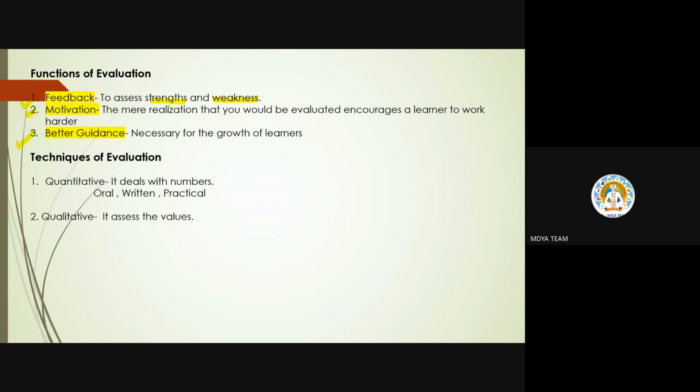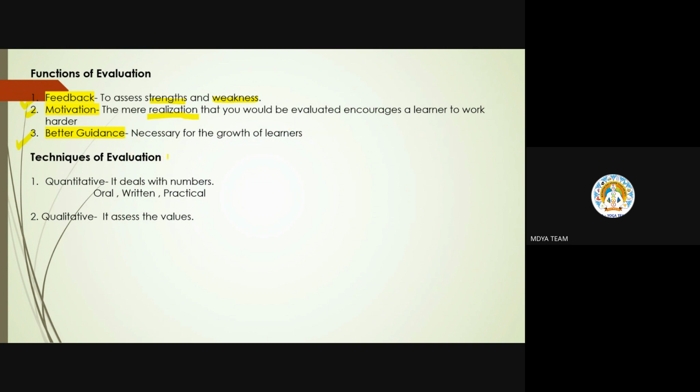Motivation, the mere realization that you would be evaluated encourages a learner to work harder. So this is the psychology. See, a child out there is not studying the whole year, but before the exam, okay, he will just sit and study for like the whole night. Why? Because he knows that the very next day he is having his exam and he has to perform well in order to pass. Okay. So the realization that you would be evaluated, you would be marked, you will be judged, encourages a learner to work harder.